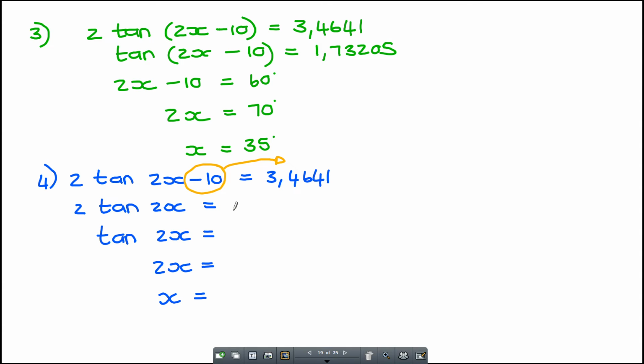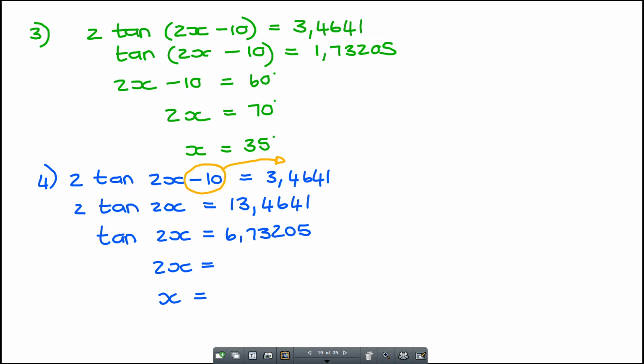So dit gaan dan vir my raak 13,4641. And then I'm going to say divide by 2 because I'm getting rid of that 2 in the front. So that's going to give me 6,73205.